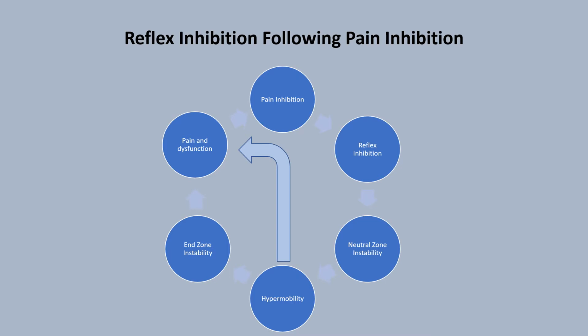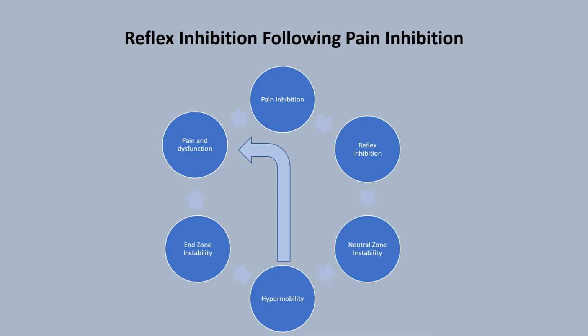This slide shows a process when reflex inhibition is initiated by pain inhibition from an injury, decreasing the range of motion, which, if it persists long enough, allows the chronically reduced proprioception to produce reflex inhibition, so that even when the pain is gone, the inhibition remains.